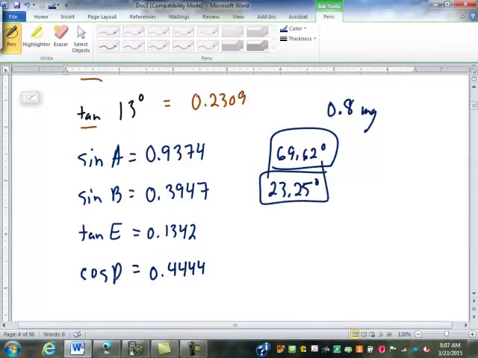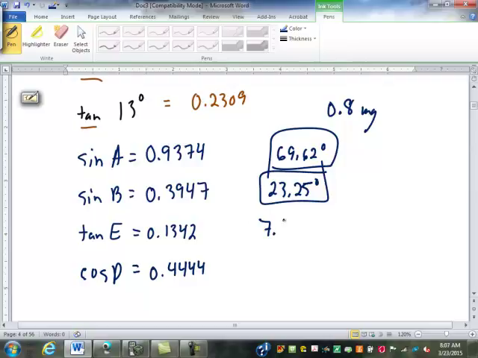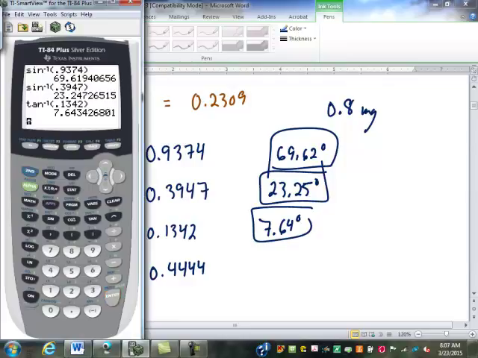Tangent of E equals 0.1342. So since we're looking for the angle again, it's second tangent. 0.1342. 7.64 degrees. And finally, cosine D, it's going to be second cosine, 0.4444. 63.62 degrees.